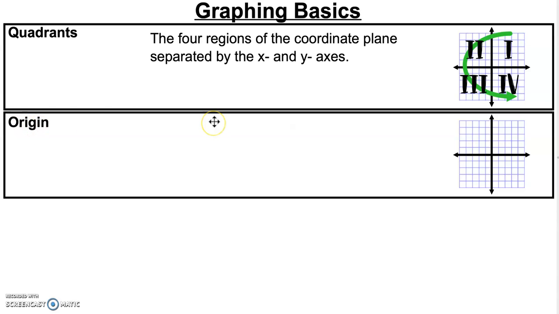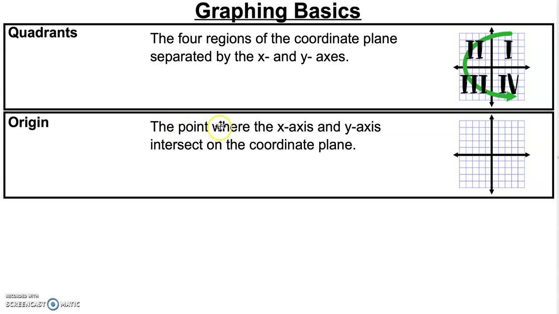On the coordinate plane, we have one point that's super important. We have the origin. The origin is the point where the x and y axes intersect on the coordinate plane. So this point right here is the origin, and it has coordinates, or the ordered pair of the origin is 0, 0. An ordered pair is our next definition.